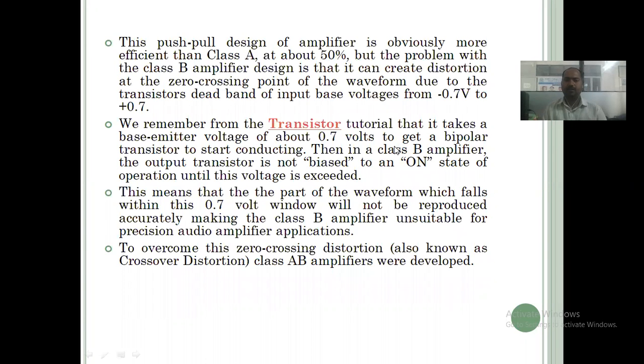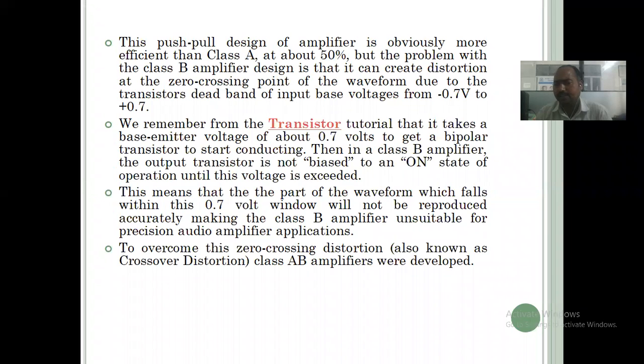Why do we have to use the push-pull type of design here? Why do we use two transistors, one as a PNP and the other as an NPN? We already told you the reason behind it: if we use the NPN type of transistor for both half cycles, right? So it is not possible.